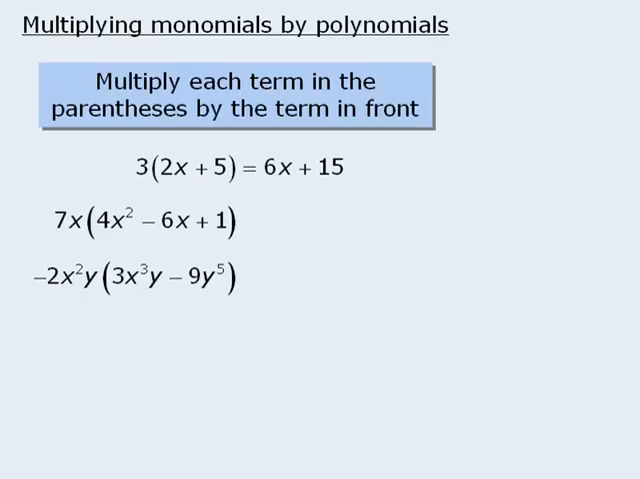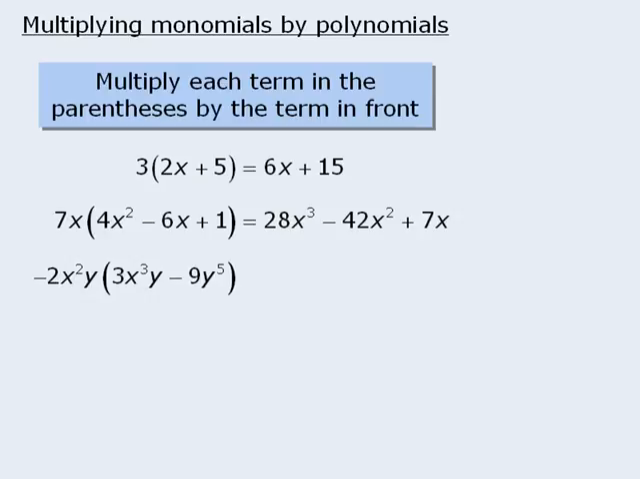This process of multiplying the terms inside parentheses by a term in front is called expanding. So in this question, we expanded 3 times 2x plus 5. Okay, now on to the next question. Here we'll take 7x and first multiply it by 4x squared to get 28x cubed. Then we'll multiply 7x by negative 6x to get negative 42x squared, which we will write as minus 42x squared. And finally, when we multiply 7x by positive 1, we get positive 7x, which we can write as plus 7x.